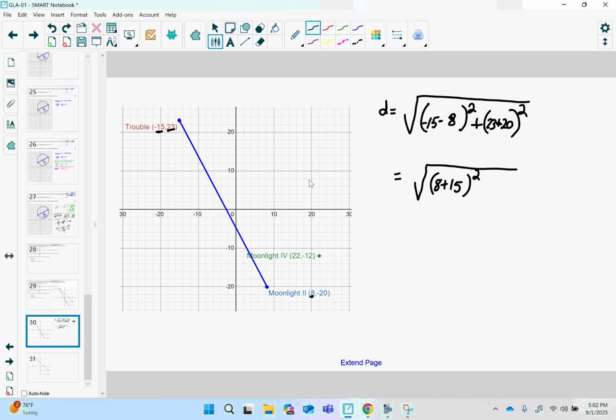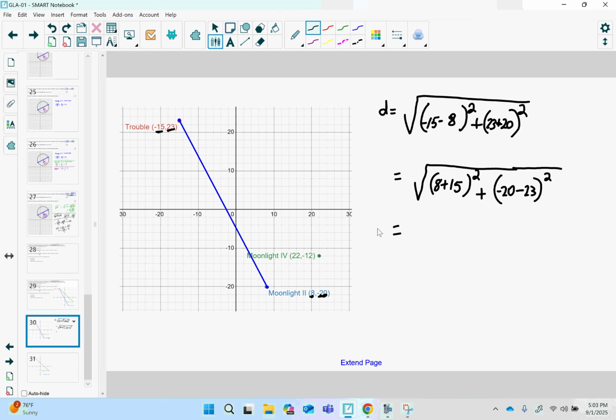And just to show that, I'm going to go ahead and say, well, what if I started with Moonlight 2's y coordinate, -20, and then subtract the y coordinate of the boat in trouble, 23. So then that would give me -43 when I simplify it. -43 squared is going to give me the same thing as +43 squared, which is what I would have gotten with the first order that I put them in. Okay, so because of the squaring, it does not make a difference of the order.